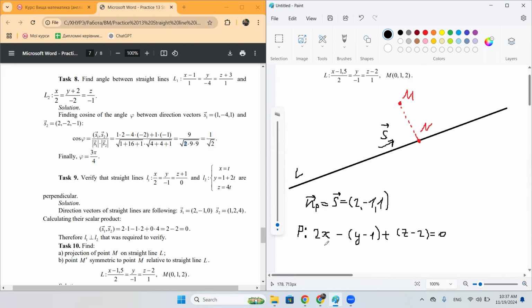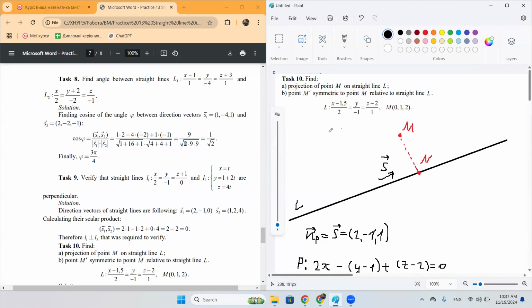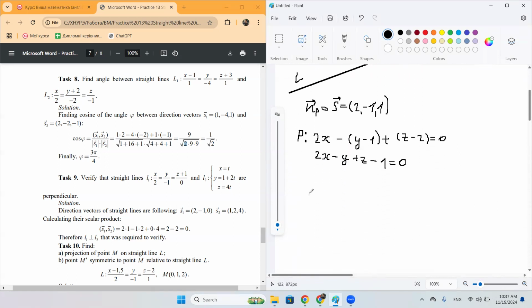And now let's expand brackets and write the general equation. So 2x minus y plus z, so 1 minus 2, so minus 1 equals 0. And now we need to find the solution of this equation. We need to find the intersection point by solving the system of equations of the straight line and the plane. So as we did before.